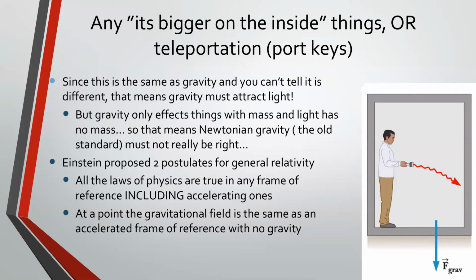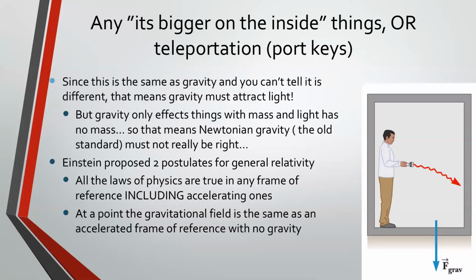He made two postulates. The one is that the laws of physics are true in any reference frame. That one's not that crazy, that no matter what, the laws of physics are held true. And also that at any point, a gravitational field is the same as an accelerating frame of reference. What that means is this idea of the elevator: if you are accelerating upwards at 9.8 meters per second squared or standing on Earth, it's the same.